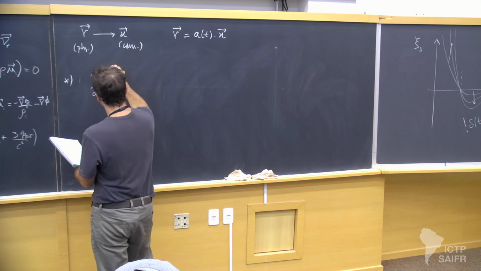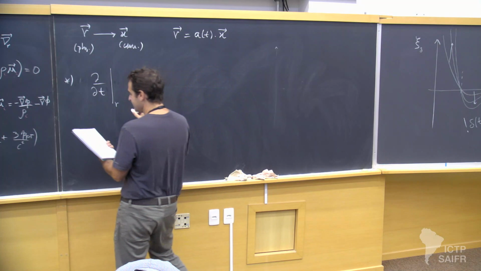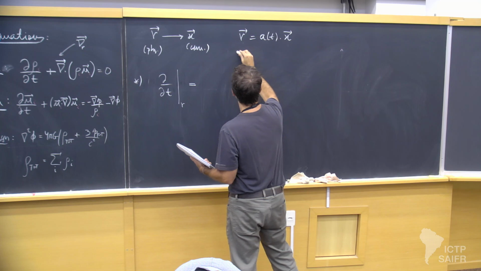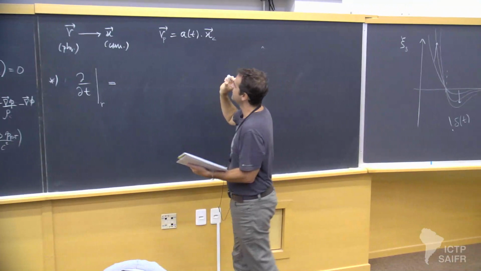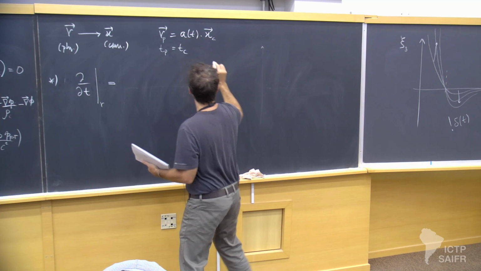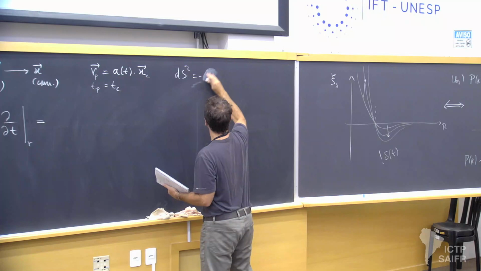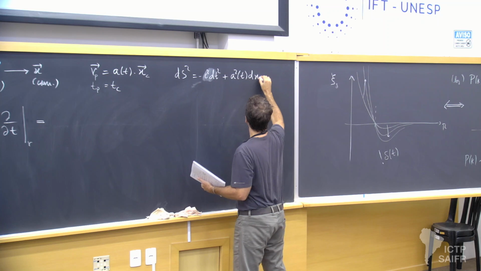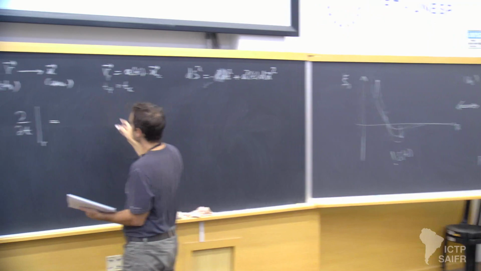So when we say time derivative keeping r fixed, and we want to write this in terms now of a system where we have this and that, let me just put some indexes here, I'll get rid of them later. But remember that time doesn't change here, because of course, ds squared is equal to minus c squared dt squared, plus a squared of t dx squared, right? So this time is the same as physical time in that sense, so this doesn't change, but the distance changes.